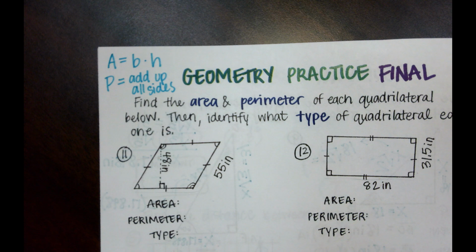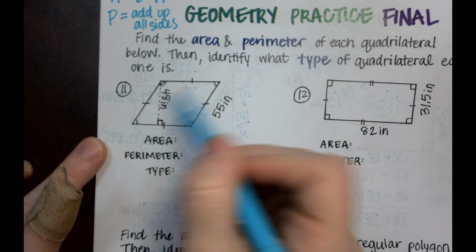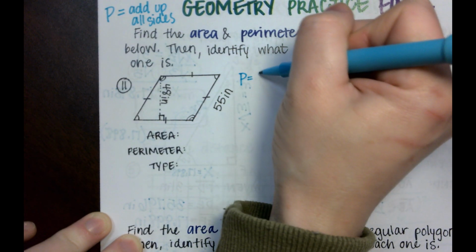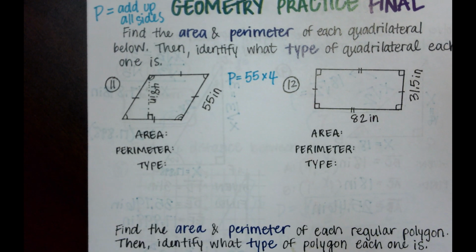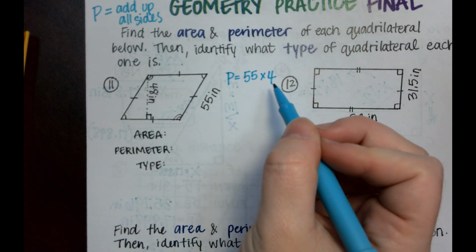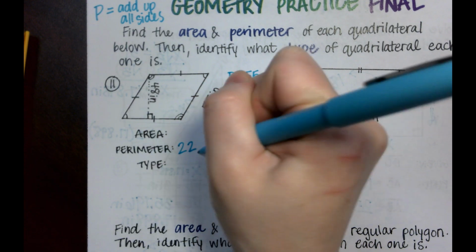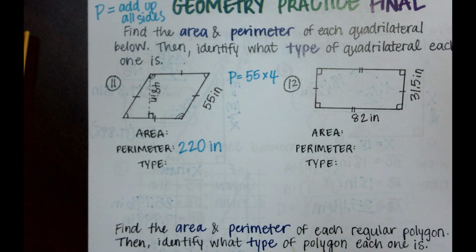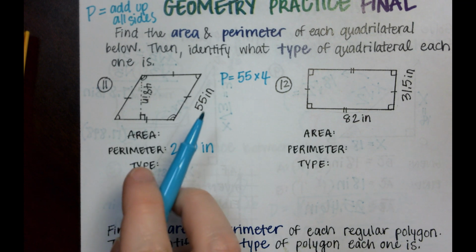Right, exactly. So you're already on the first step here on number 11. You said we could do 55 times 4 to find the perimeter. Let's do that. So perimeter equals 55 times 4, because all 4 sides are the same length. So let's see what that gives us. That would be 220. Perfect. 220. What's our units? Inches. Inches. Good.